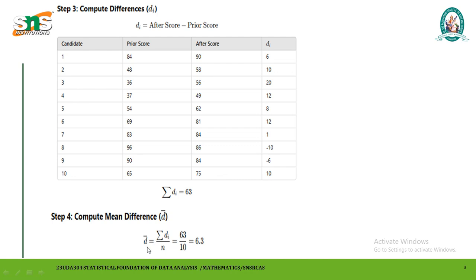The d bar value will be summation of di by n. The summation of di value is 63 and the n value is 10. By dividing these two we get the answer 6.3. So now we obtain the value d bar is equal to 6.3.